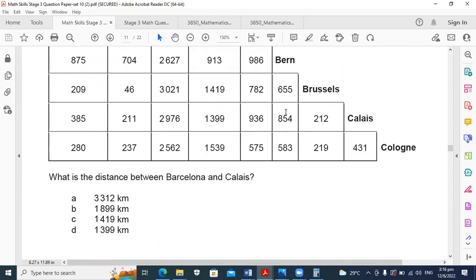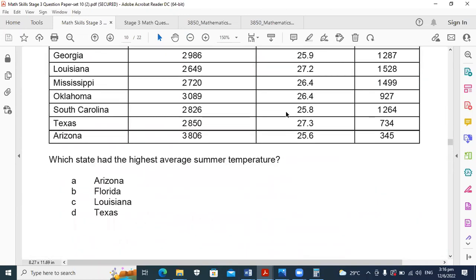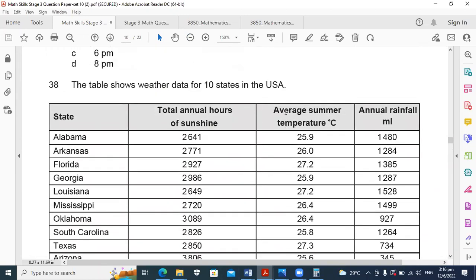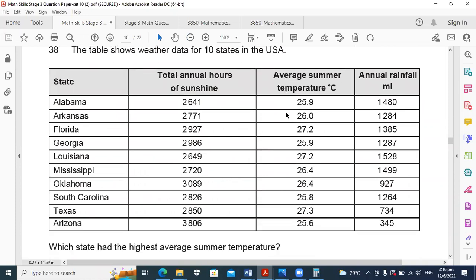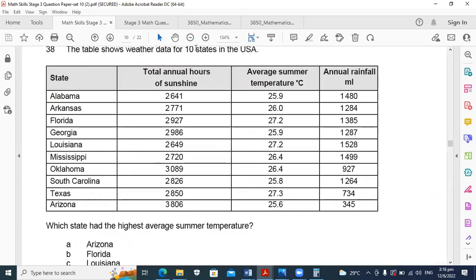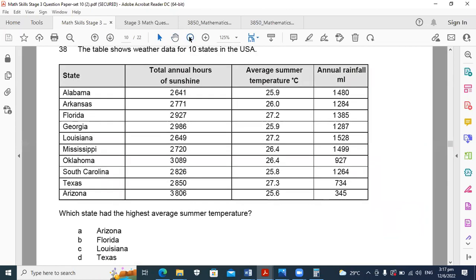Let's see what's happening here. Oh, we did that already. Is it this? All right, look at this question here. Take your time, read, and see if you can. Just take your time, there's no rush. This one is kind of easy still.